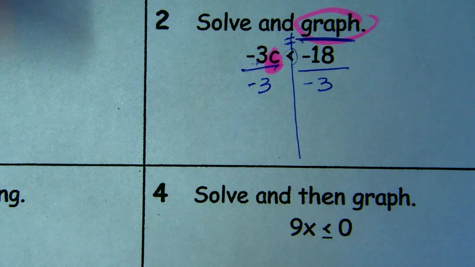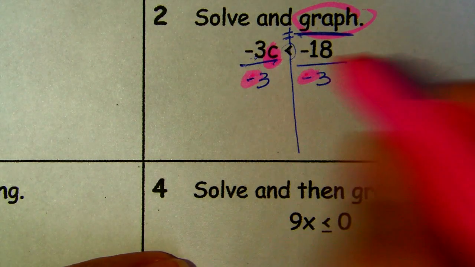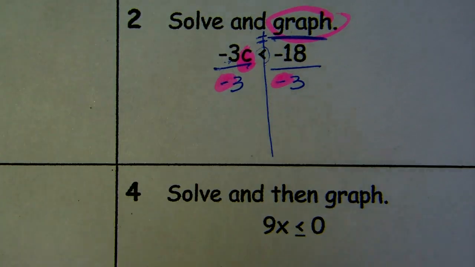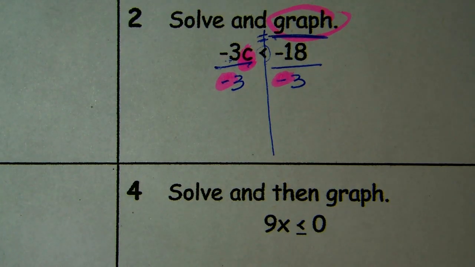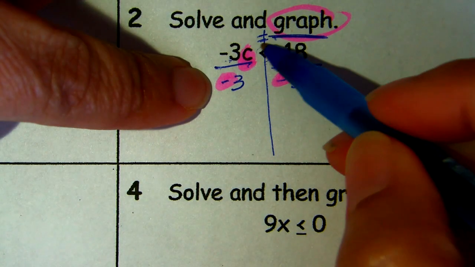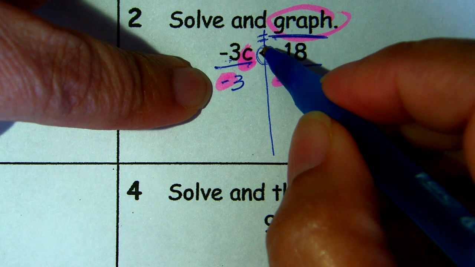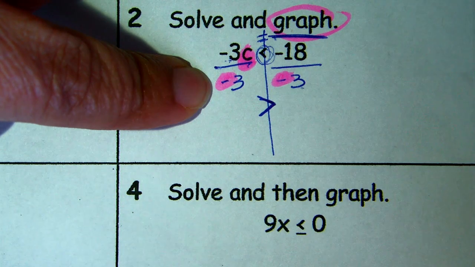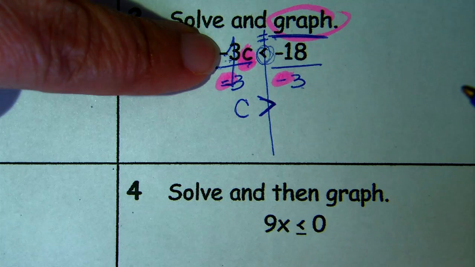Okay, what do we have here? Evil eyes, negatives. So you can either use the evil eye story or just ask, are we dividing by negatives? Yes. So what do we do? Flip this guy. When you bring it down, remember to flip it the other way. So -3 over -3 becomes a 1, and then you have c.